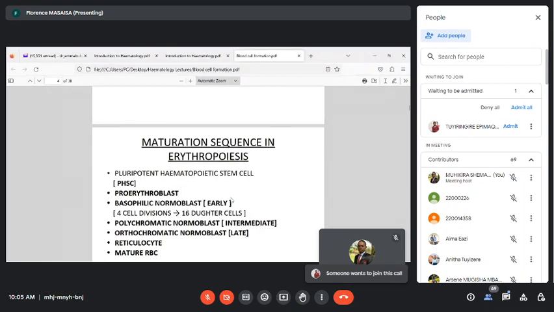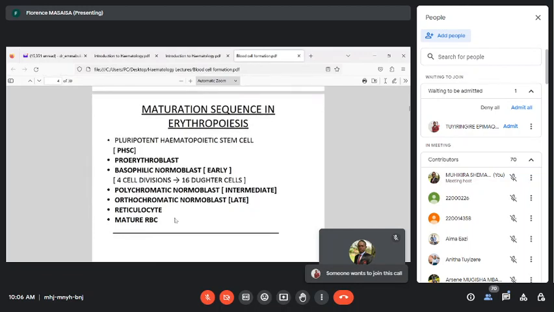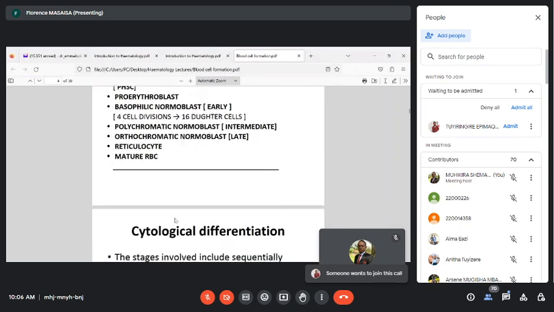We have also described the different cells, like the stem cell, which is the pluripotent hematopoietic stem cell, which has the capacity of producing all hematopoietic cells. We have proerythroblasts starting from the beginning. Proerythroblasts will become basophilic normoblasts, which will have 4 cell divisions and 16 cells. We have polychromatic, orthochromatic, and we have seen how the reticulocytes come and then mature red cells.